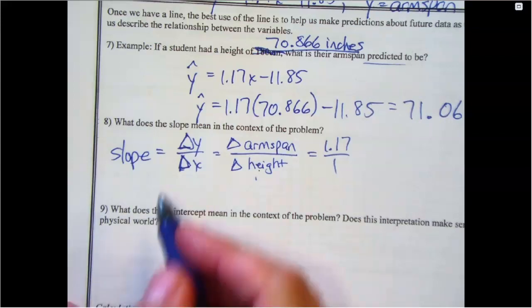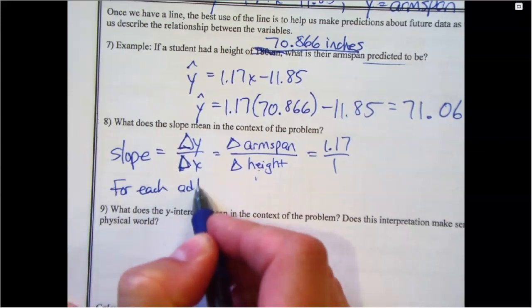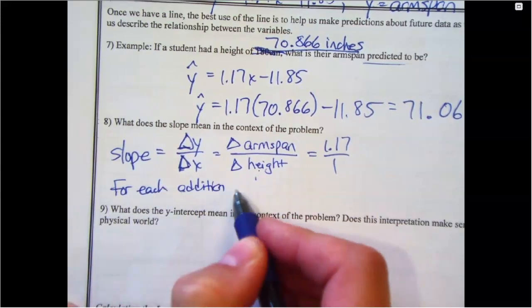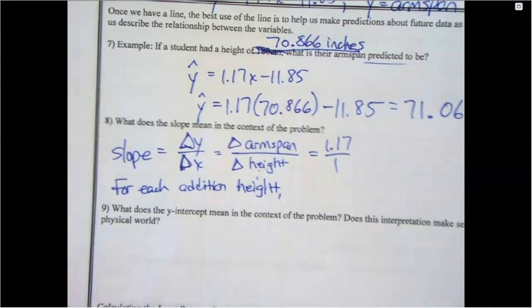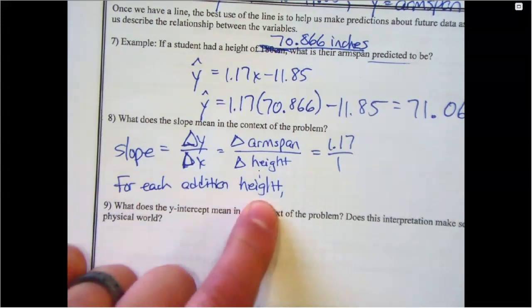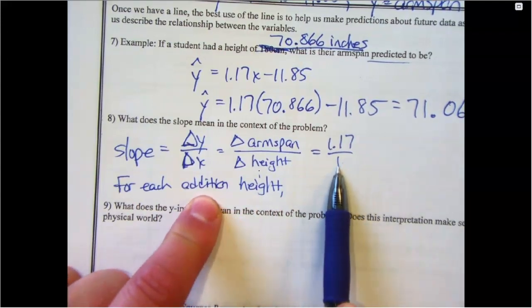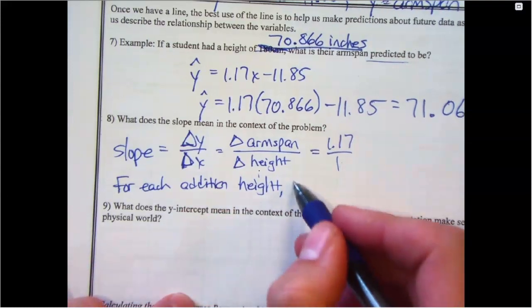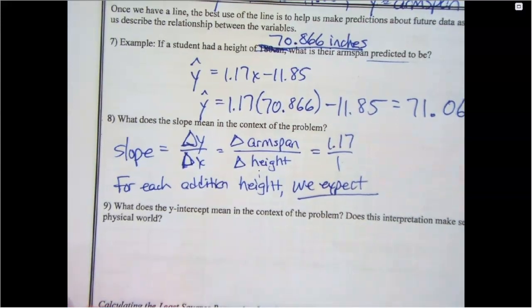So the way I'm going to phrase this, for each additional, you can just say each additional height. That sounds terrible, because it's really like each additional inch in height. But I'm just trying to keep it simplified for now. For each additional height, so an additional height is 1. I'm just saying, when this goes up by 1, we expect, that is an absolutely essential phrase.